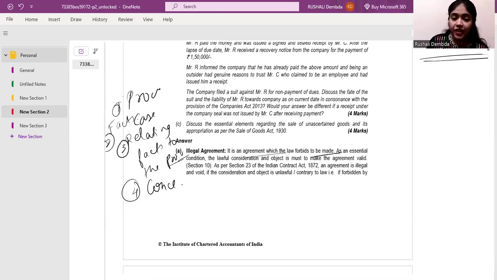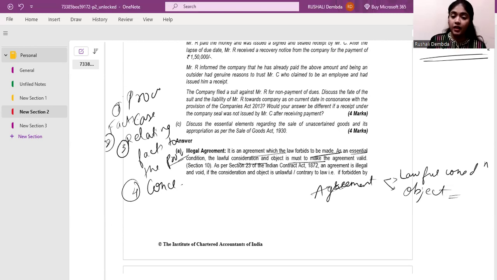Now here you see how they have mentioned the provision as an essential condition. Lawful consideration and object are a must to make an agreement. For the definition of agreement, we have seen that you need two important things: one is your lawful consideration, and the other one is the object, why you are getting into this agreement. These two are the important things to make it a valid agreement as per section 10. If you don't know the section, it is not compulsory for you to mention it.